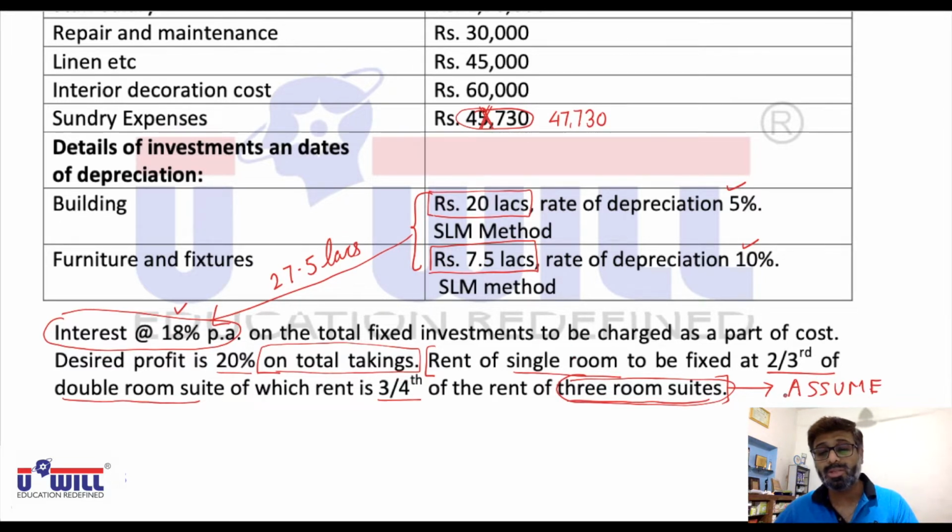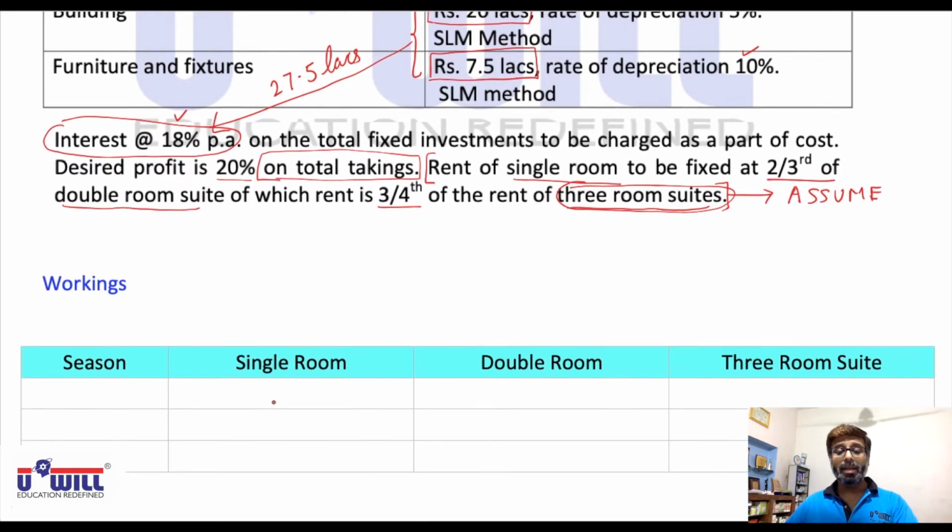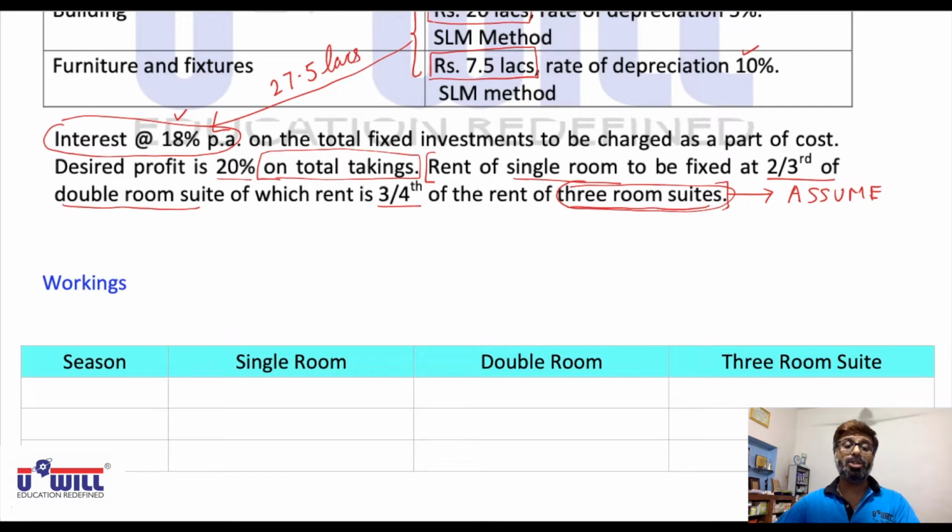Here the 3-room suite's rent will have to be assumed, because double room is expressed as some part of 3-room, and single room is expressed as some part of double room. So finally we will have to make an assumption for the 3-room suite. Okay, now let's start with the solution.